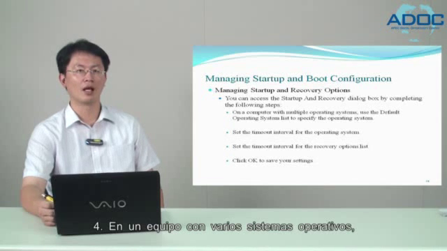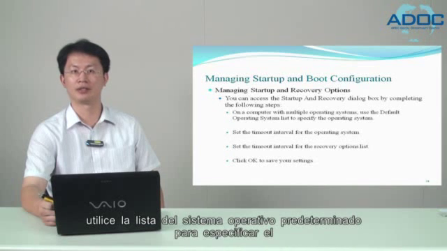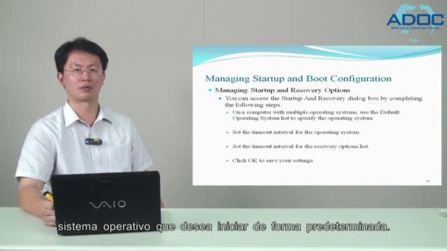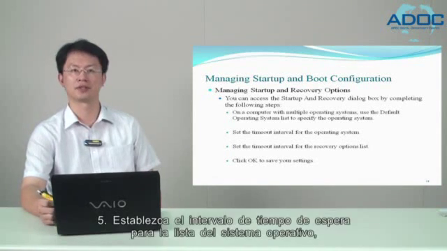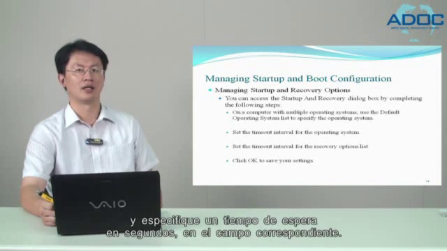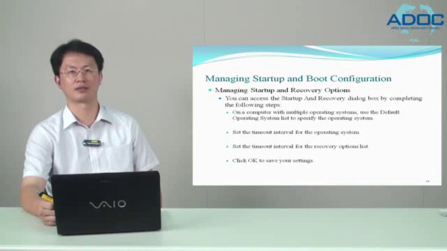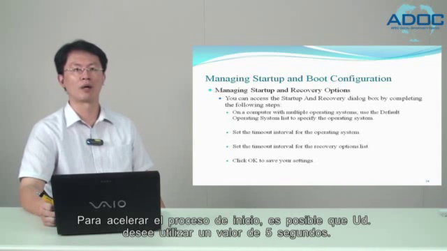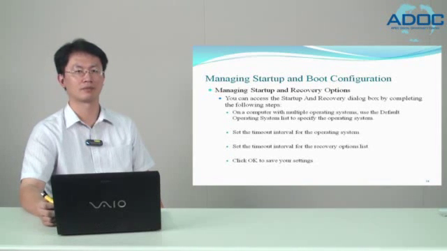Fourth, on a computer with multiple operating systems, use the default operating system list to specify the operating system that you want to start by default. Fifth, set a timeout interval for the operating system list by selecting the Time to display list of operating systems checkbox, and specifying a timeout in seconds in the field provided. To speed up the startup process, you might want to use a value of 5 seconds.